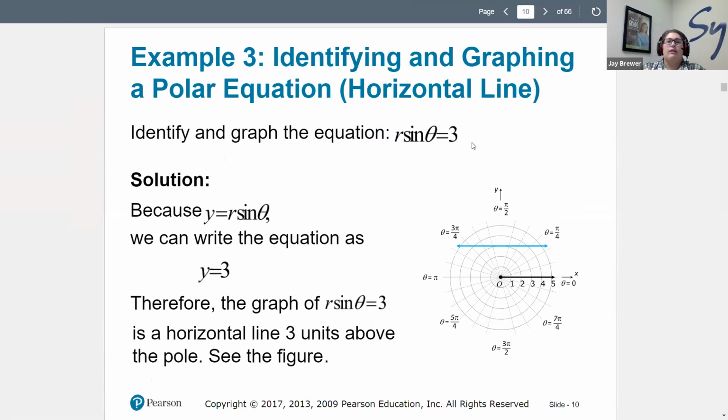All right, the next example is a horizontal line. So we're looking at r sine theta equals 3. Well, we know that r sine theta equals y, so y equals 3. Okay, that one's pretty easy. If we were to do r cosine theta equals 4, then you would have x equals 4, and that would be a vertical line.